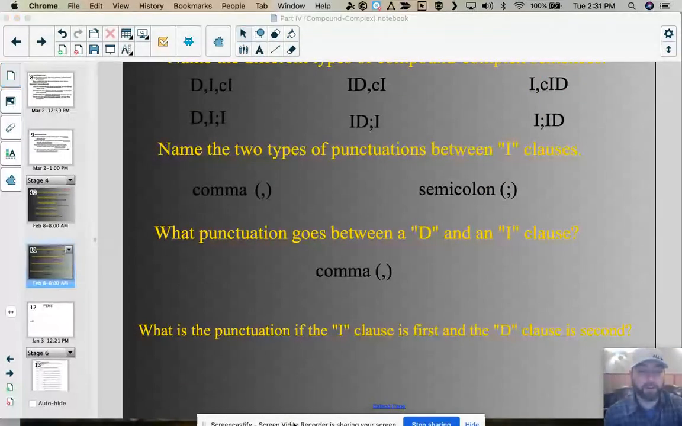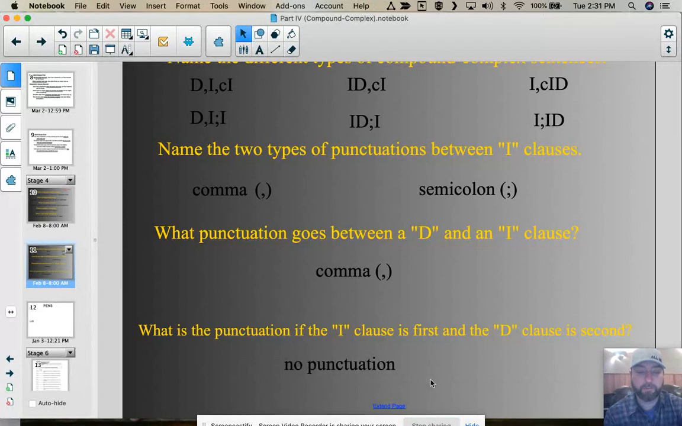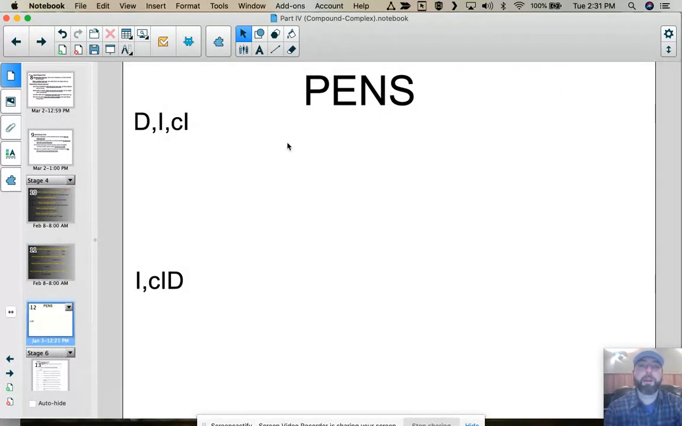All right, and finally, what is the punctuation if the I independent clause is first and the D dependent clause is second? You're right, there is no punctuation. ID. D, comma, I, but no punctuation when it's ID. Okay? All right, so let's take a look at the PENS strategy.